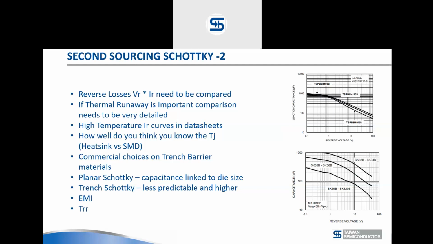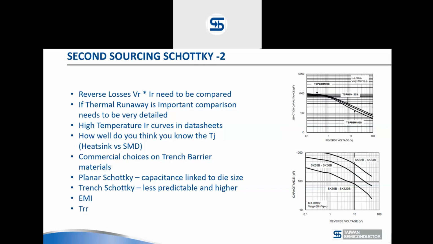The last thing you should know is that on a planar Schottky, the capacitance is really linked to die size. It's 2 plates in parallel, so it's very simple, very straightforward with the voltage. On the bottom right-hand side of the slide, you see the typical capacitance of a planar Schottky device. Because the field is non-linear in the trench Schottky, the capacitance is less predictable and it is higher. The trench Schottky diodes have a higher capacitance. This can be an advantage or disadvantage to EMI, depending on who you speak to.